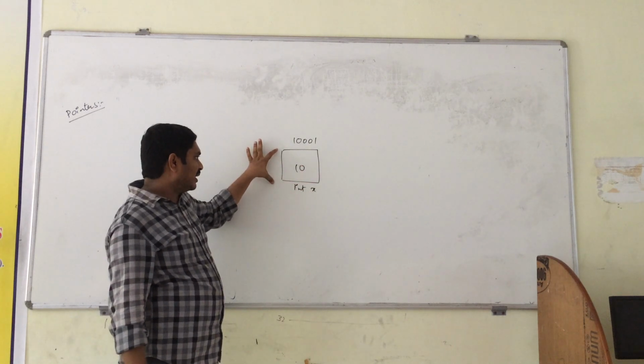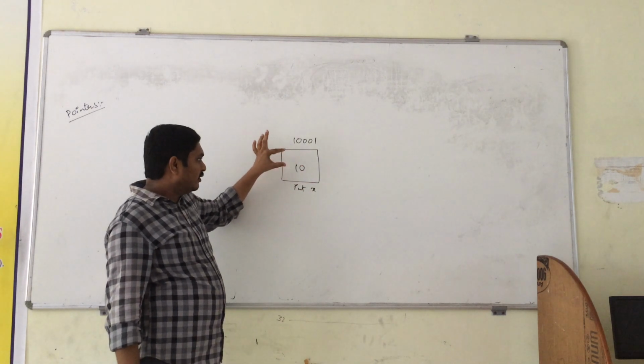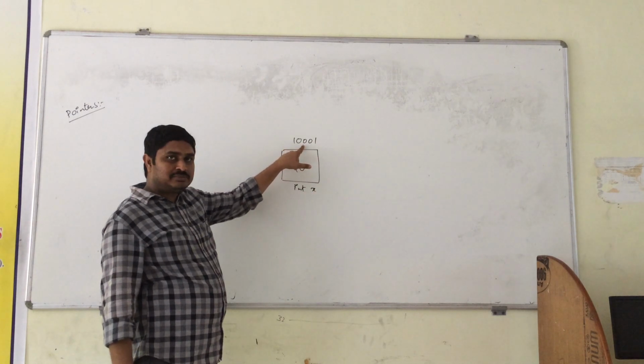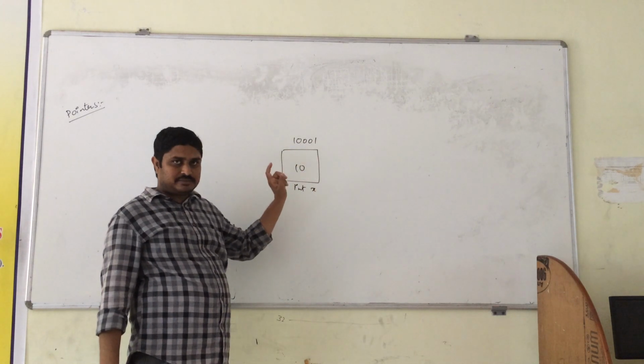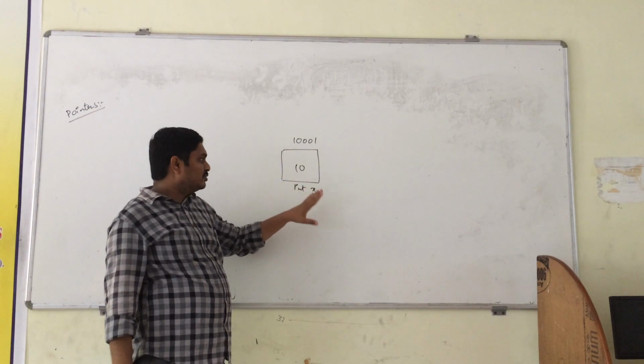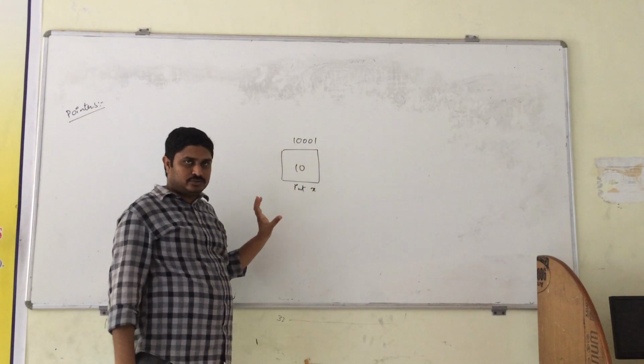A variable is a container which stores some value. For every variable there is a name. Along with the name there is some address in the memory location. Okay, this is the variable. So a normal variable is used to store some value.